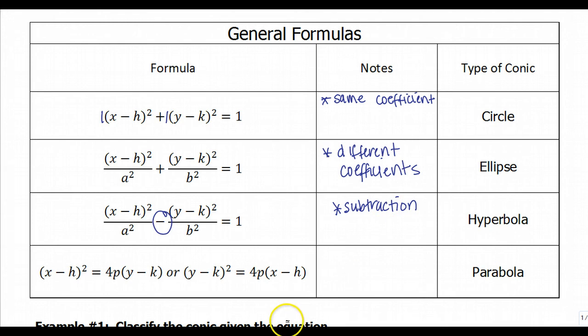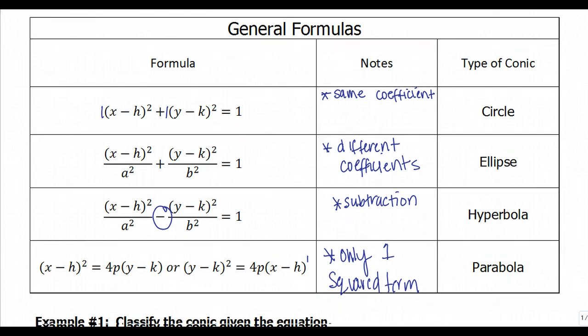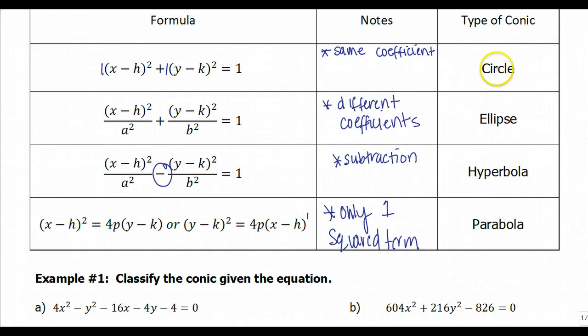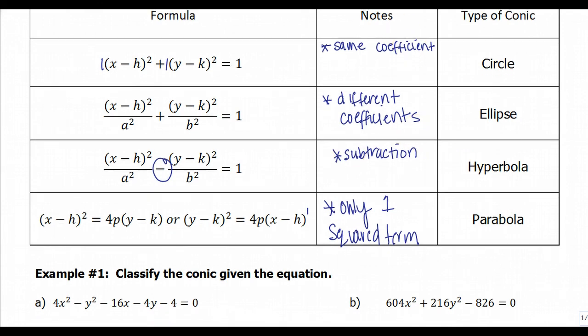And then a parabola is unique because only x is squared in the first equation, or y is squared and then x is not squared, right? That's like an imaginary one. So this only has one squared term. And the reason I wrote these notes is because we're going to be looking at equations and we're going to have to determine what type of conic it is based on the equation. So I wrote these down specifically because that's what's going to help us.